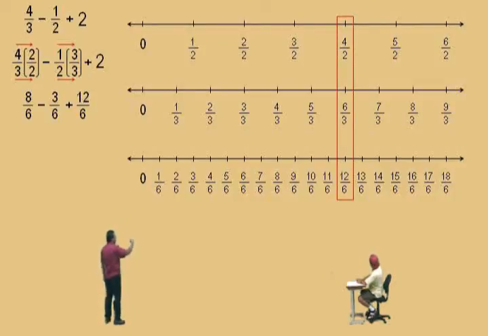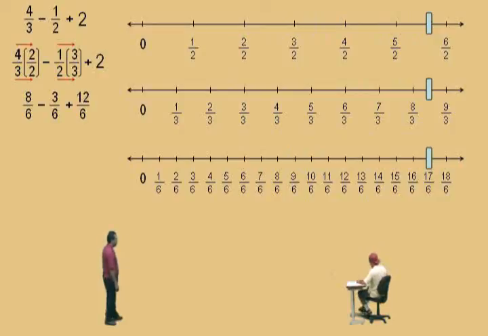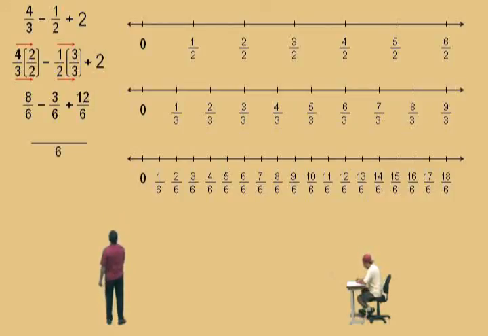All right, now, 2 can be written in different ways. You could write it as 4/2, because 4 divided by 2 is 2. You could write it as 6/3, because 6 divided by 3 is 2. But in this case, we're dealing with 6 as our common denominator, and so we want 12/6. All right, so let's finish this problem. We have 8/6, subtract 3/6, plus 12/6, which is how many 6, Charlie? 17.